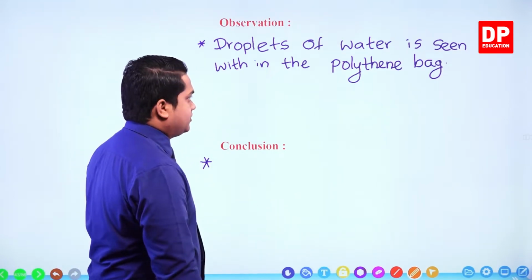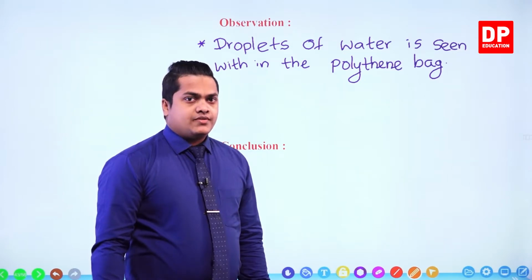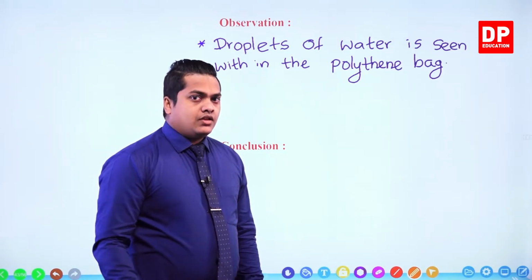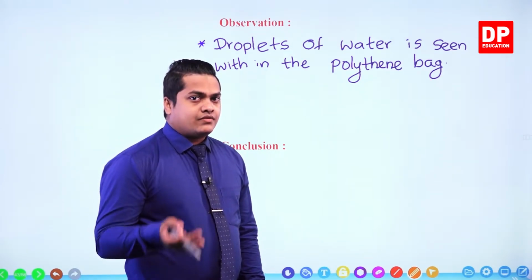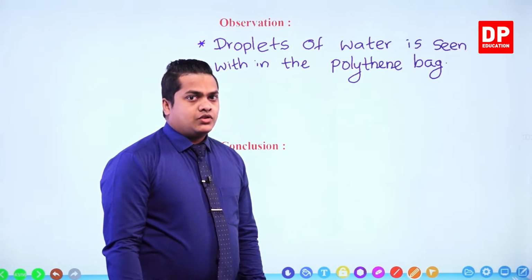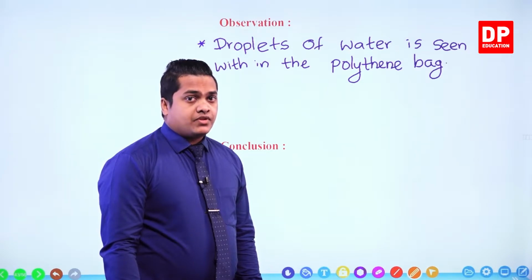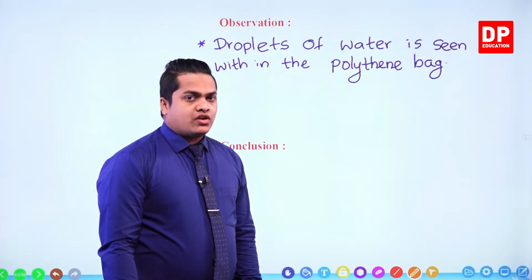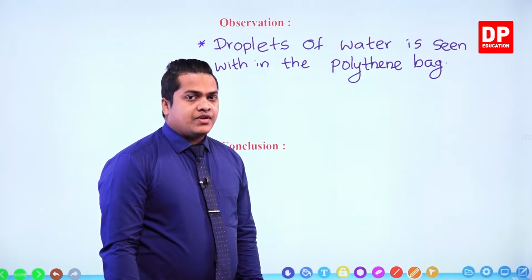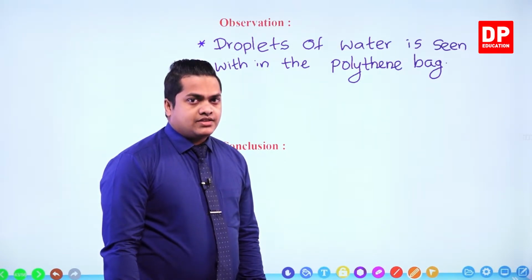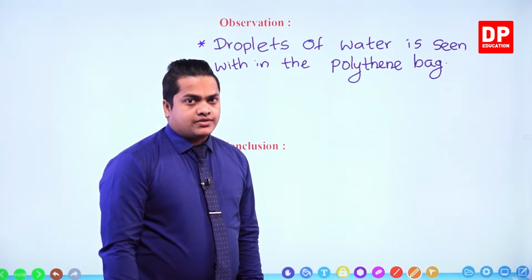What is the conclusion? Conclusion is quite simple. Here the water is released from the leaves, right? Water vapor is released from the leaves. This water vapor then finally comes into contact with the polythene layer and gets condensed to form water droplets.